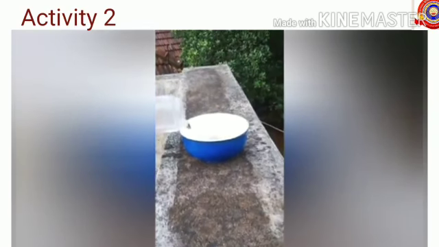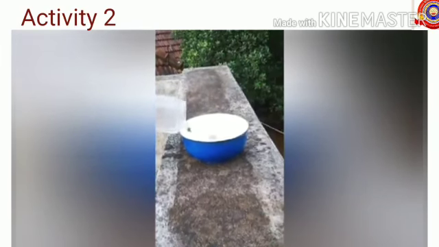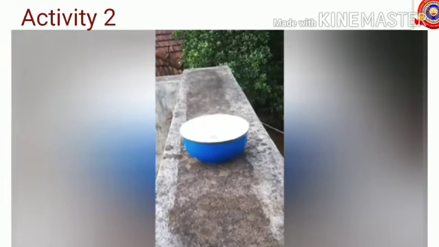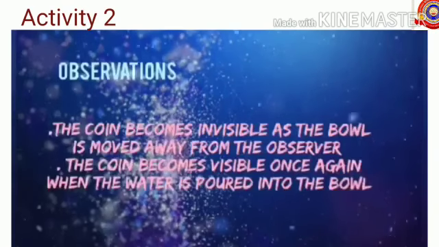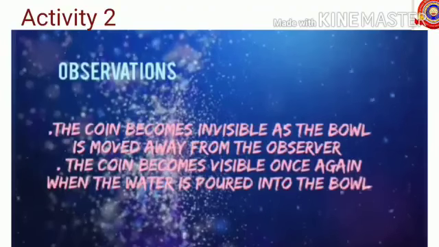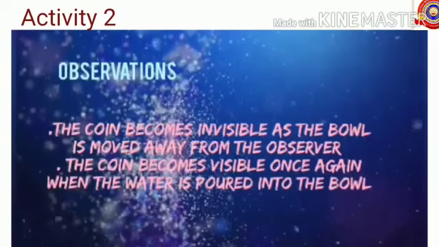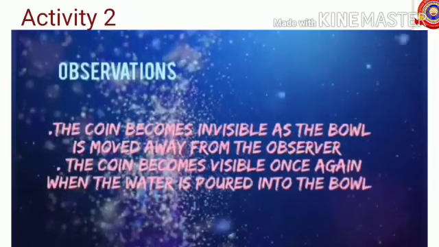Are you able to see the coin again? How is it possible? It happens due to the refraction of light. Let's see the observations and conclusions of this experiment. The coin becomes invisible as the bowl is moved away from the observer. The coin becomes visible once again when the water is poured into the bowl. These are the observations from this activity.